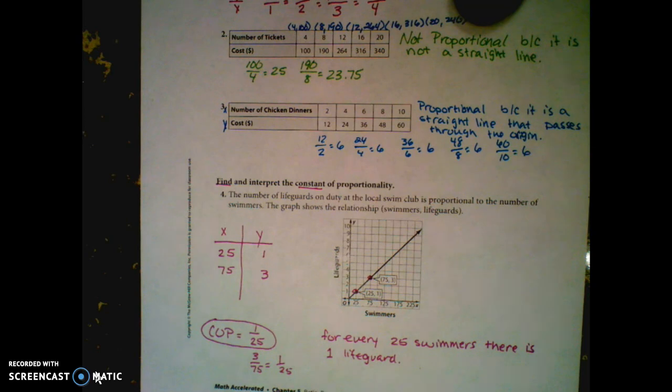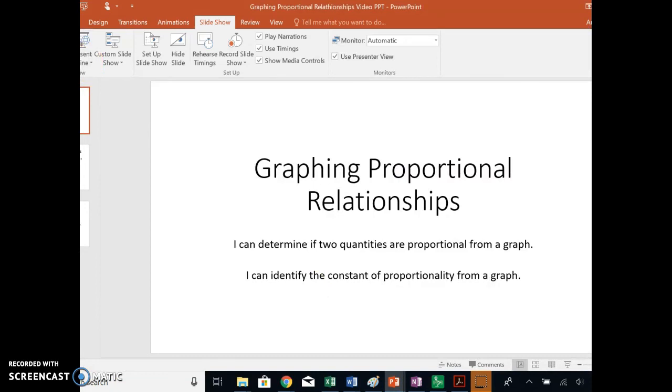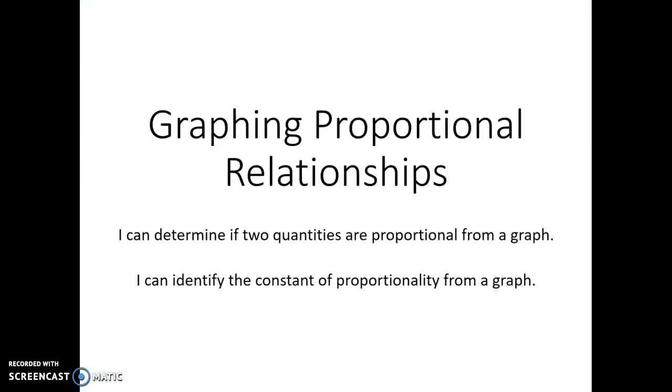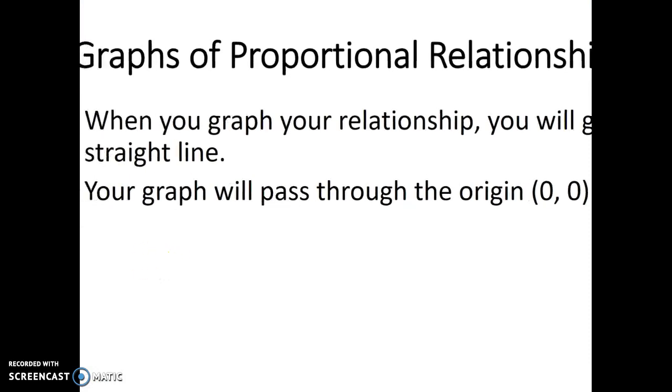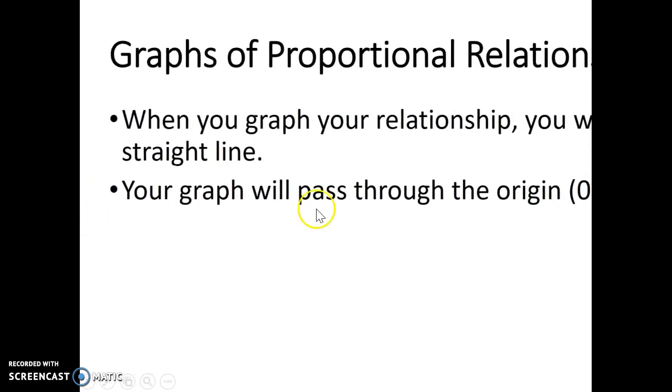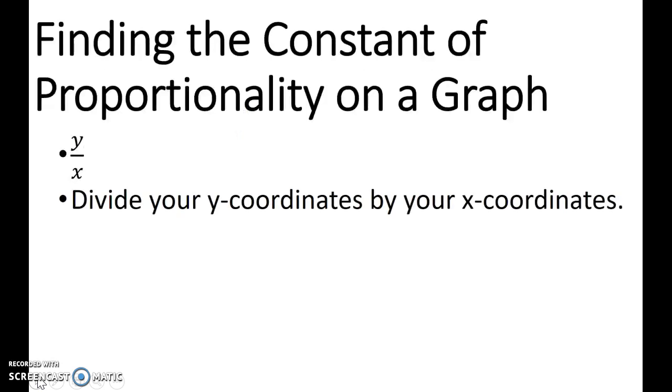Okay, so let's review what we've discussed here. Okay, real quick, just to summarize, when I'm looking at a graph of a proportional relationship, you will always get a straight line and your graph will pass through the origin, which is 0, 0. Okay. If I wanted to find the constant of proportionality on a graph, I'm still going to look at y divided by x. I'm going to divide all of my y coordinates by all of my x coordinates.